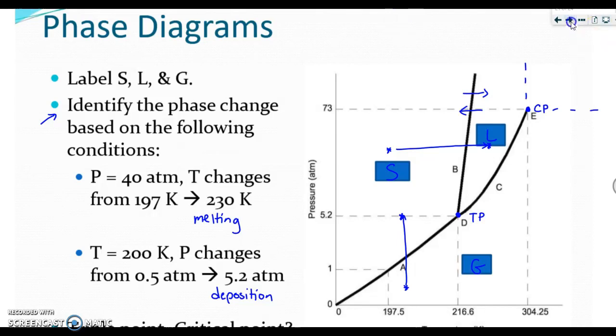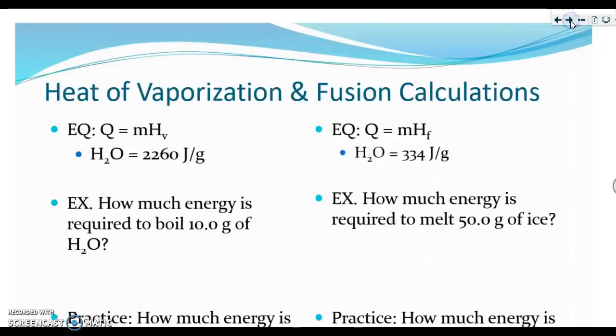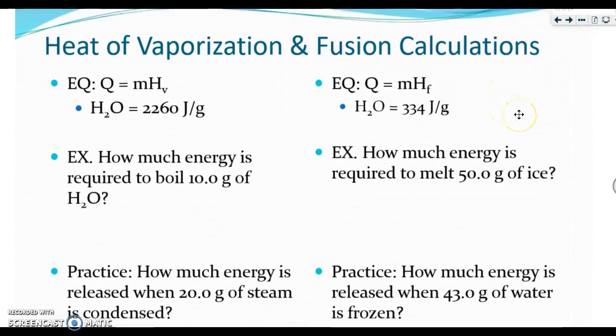Let's switch gears and discuss solids. Oh, first we have to talk about heat of vaporization and fusion. So we have an equation, Q, heat, equals M times HV. The HV is the heat of vaporization constant for the substance, and M is the mass. So all you would have to do here to use the equation is say, Q equals the provided mass of 10 grams times water's heat of vaporization, and you would get 22,600.